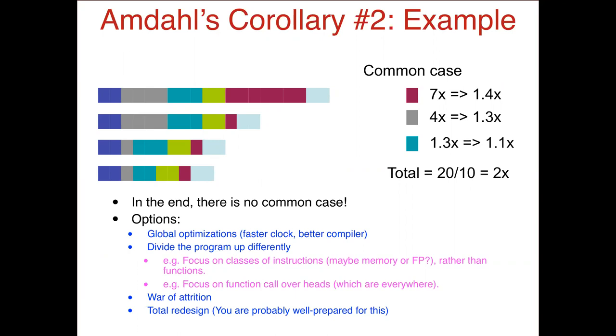Or, another thing to look at, function call overheads, which are pretty extensive. If you remember from comp.org, having to store the program counter, move the stack pointer, not screw up the stack pointer, put all the stuff in the correct registers, save the registers. There's a lot of overhead there. So maybe try and get rid of some of that. In the end, you might just have to blow it all away and redesign. And we're all probably pretty good at that at this point.